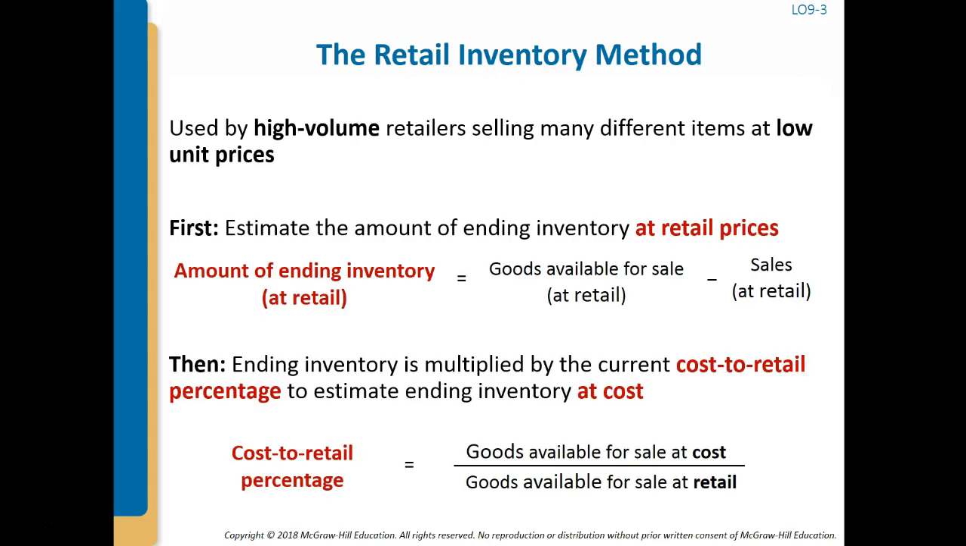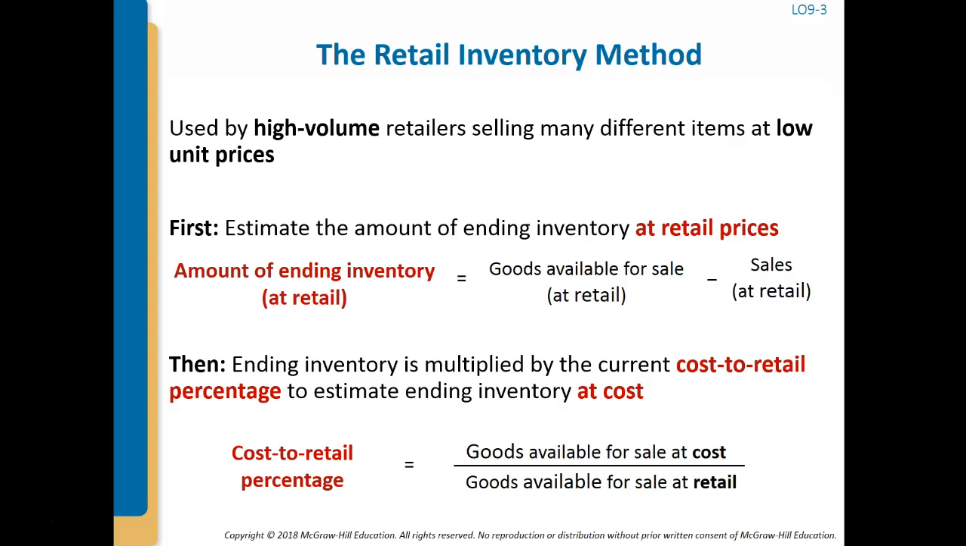As the name implies, the method is used by many retail companies such as Target, Walmart, Sears Holding Company, Penney's, and Macy's. Certain retailers like auto dealers and jewelry stores, whose inventory consists of few high-priced items, can economically use the specific identification method. High-volume retailers selling many different items at low unit prices find the retail inventory method ideal. Its principal benefit is that a physical count of inventory is not required to estimate ending inventory and cost of goods sold.